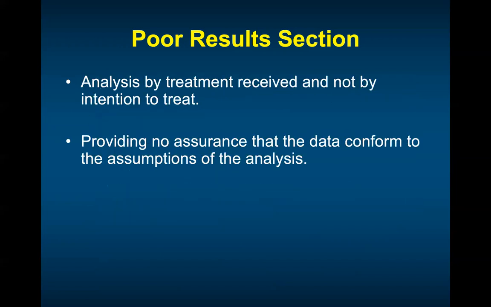Poor results section, if you report the results by analysis by treatment, so the patients who did not receive the treatment were removed from the analysis. This is a big problem with observational studies, obviously, but in randomized controlled trials, the analysis should always be by intention to treat.